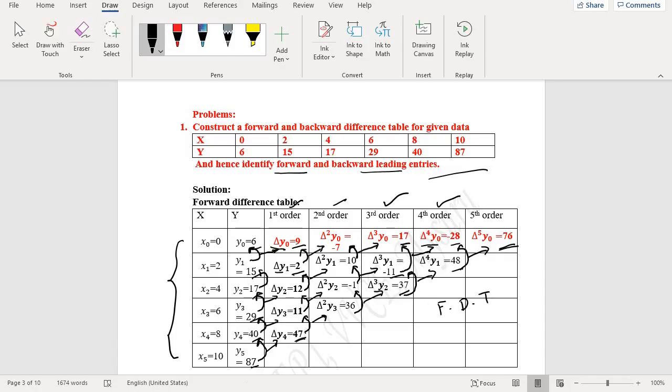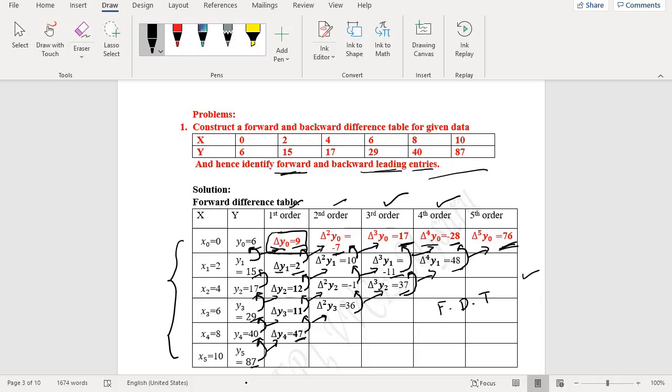And I want to find the leading forward entries. So what is the definition? The first element from the third column. Observe the table, the red color values. Delta y naught is the first element from the third column. Delta square y naught, minus 7, is the first element from the fourth column. Plus 17 is the first element from the fifth column. Similarly, minus 28 and 76. So these are my leading forward entries.